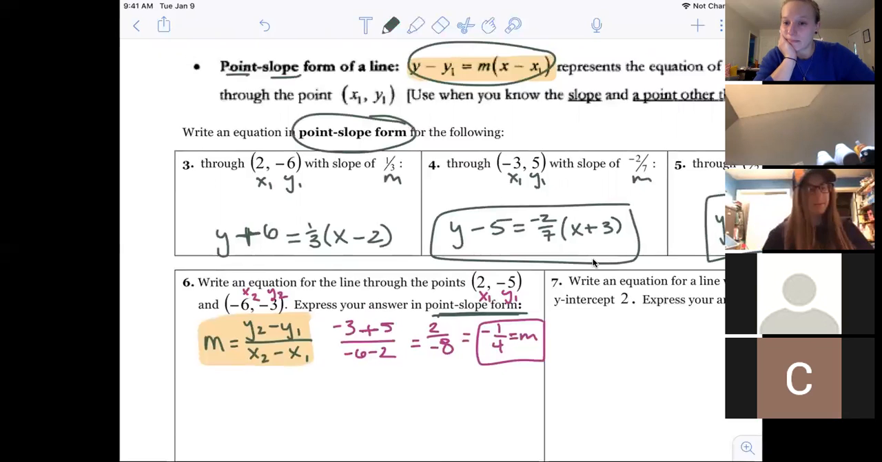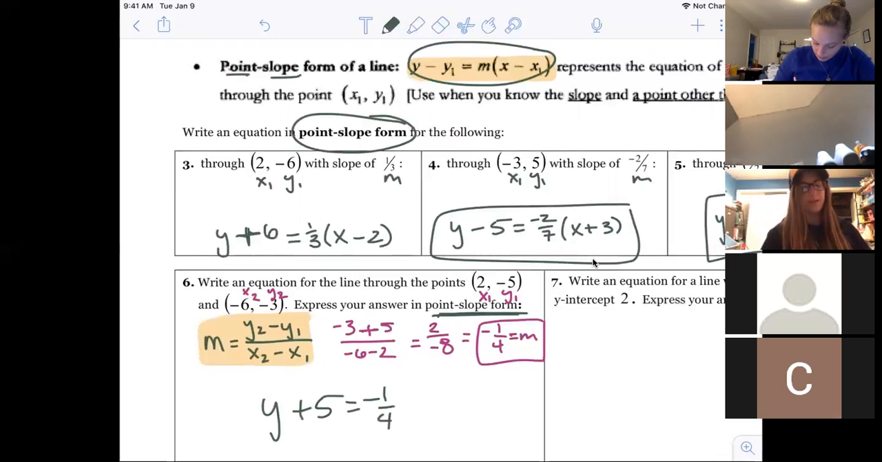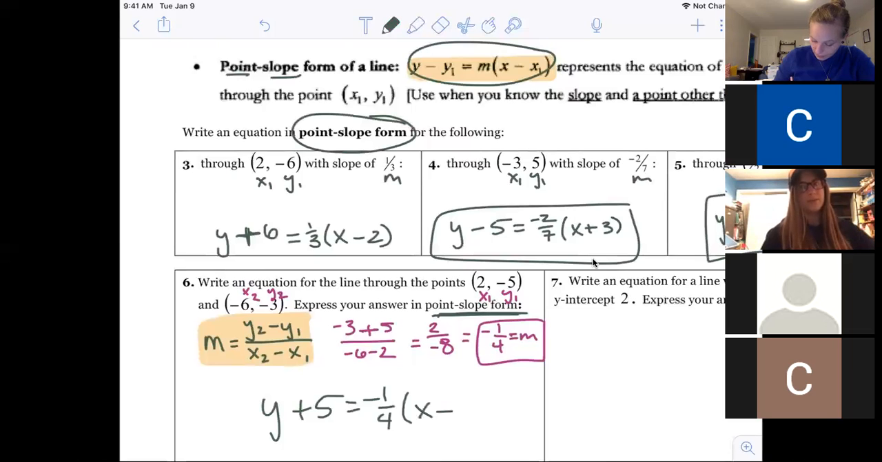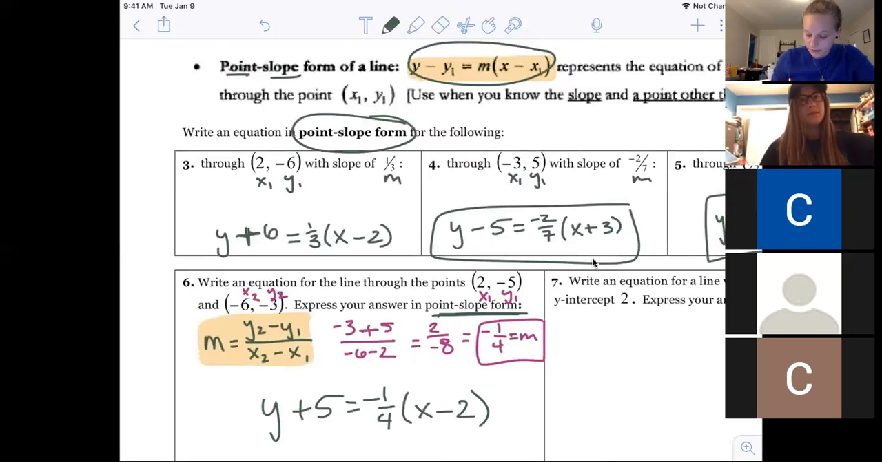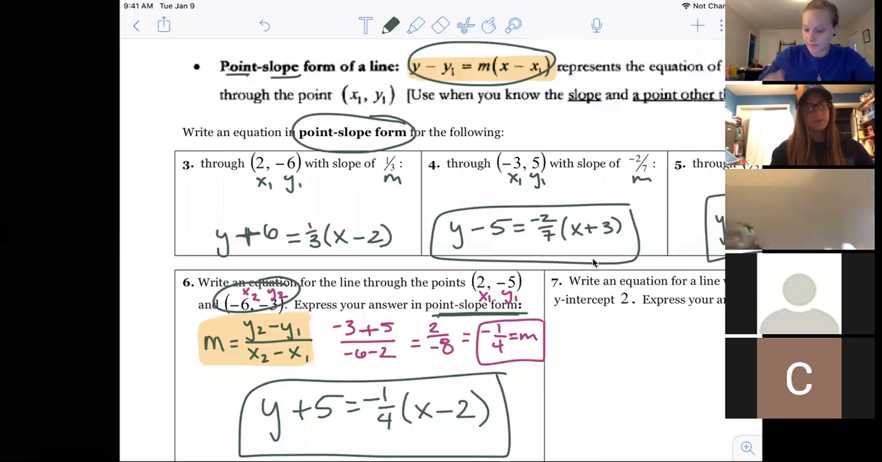Would it be y plus 5 equals -1/4, and then in parentheses x take away 2? Perfect. Very good. Ellie used the first point, so she had +5 with her y and -2 with her x. You could have done the second point and had +3 with your y and +6 with your x. Either one is great. Good job.